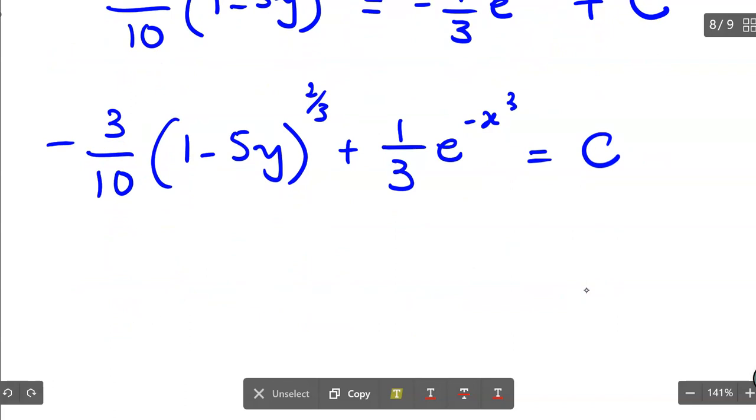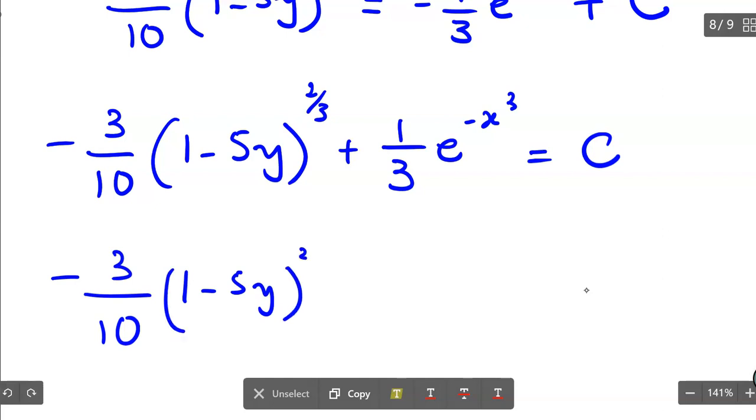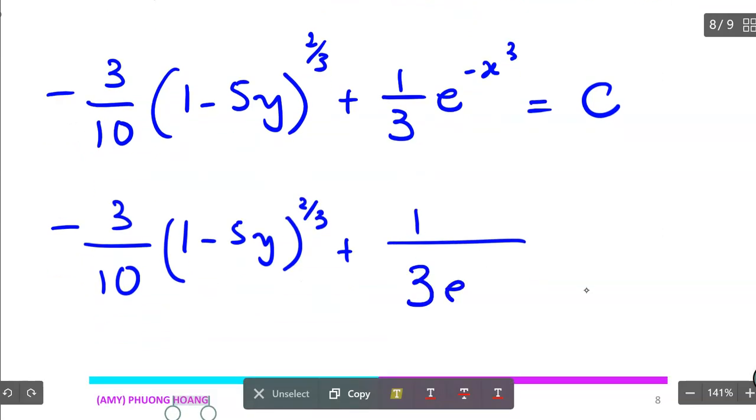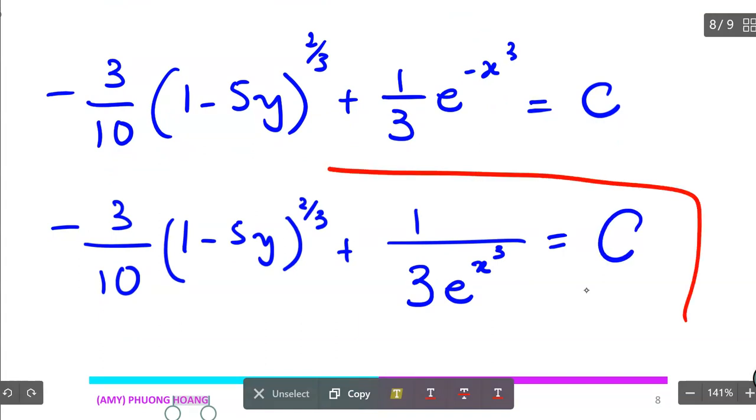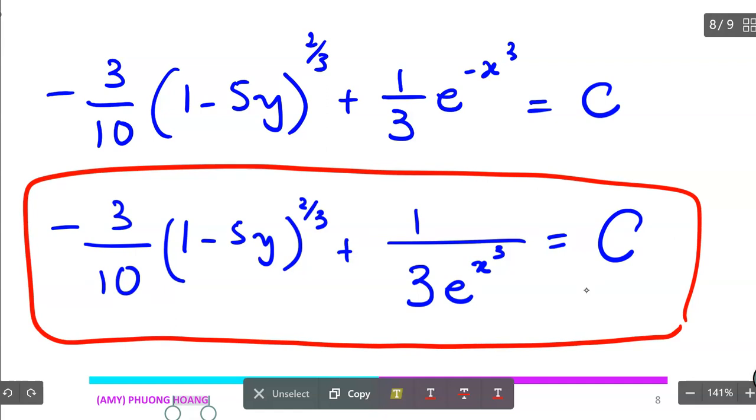So you have to express something as a positive exponent. Then this should be 1 over 3 e to the x to the exponent 3 equal to c as the final answer: negative 3 over 10 times 1 minus 5y, all of it raised to the exponent 2 over 3, plus 1 over 3 e to the x to the exponent 3 equal to c.